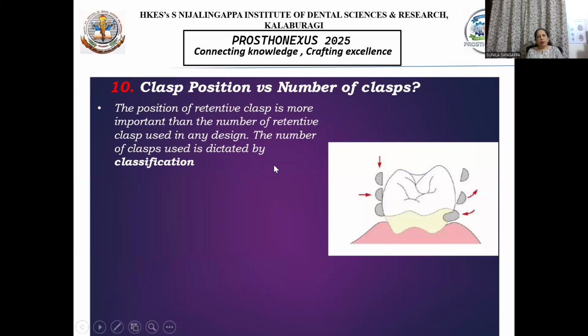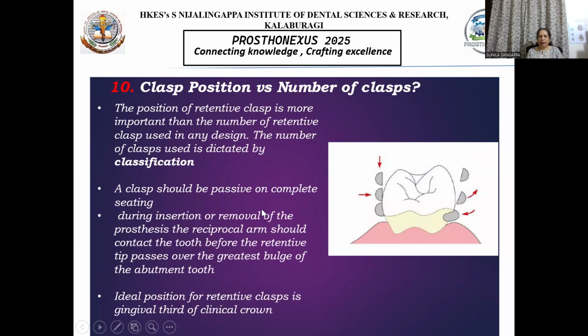Now coming to clasp position versus number of clasps, we've already discussed this, and we have to underline that more than the number of clasps, the position of the clasp is more important. Another key factor is that a clasp should always be passive on complete seating. Whenever the denture is inserted, the reciprocal arm should first contact the tooth before the retentive arm. Remember this. Why? Because as the retentive arm passes across the height of contour, what happens?